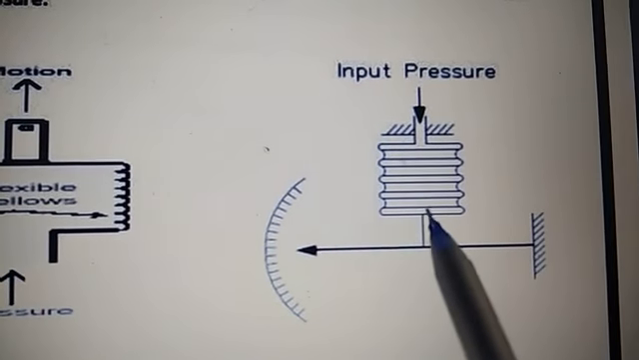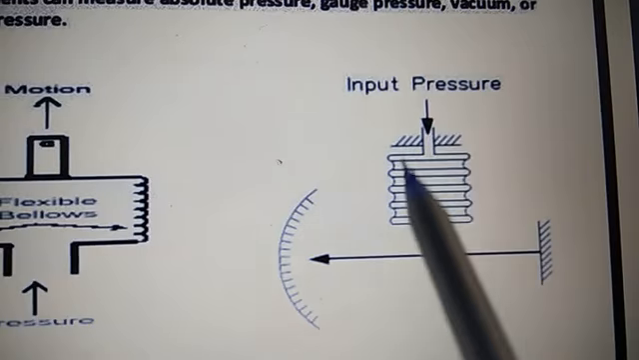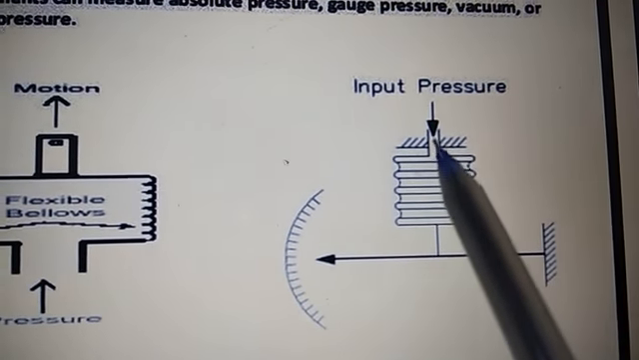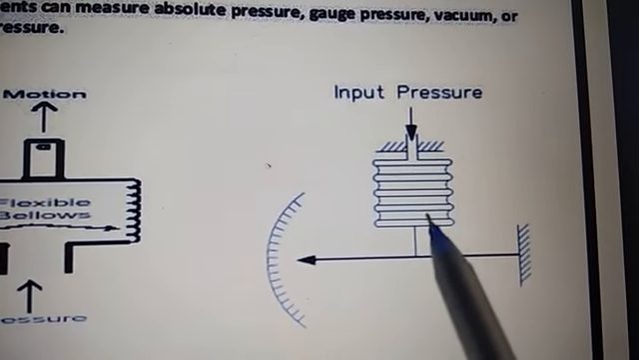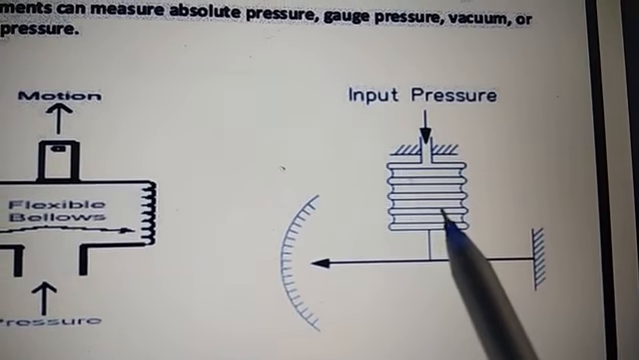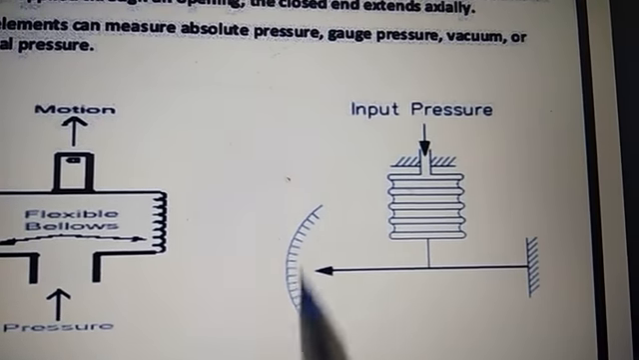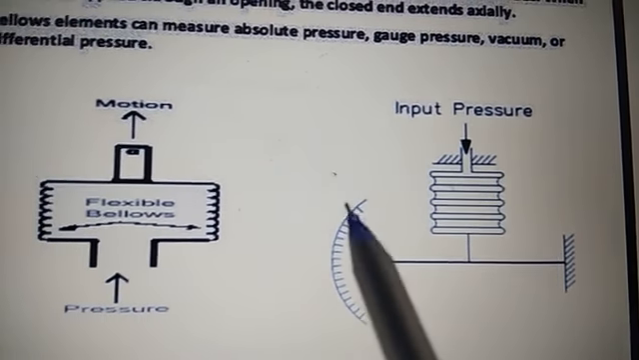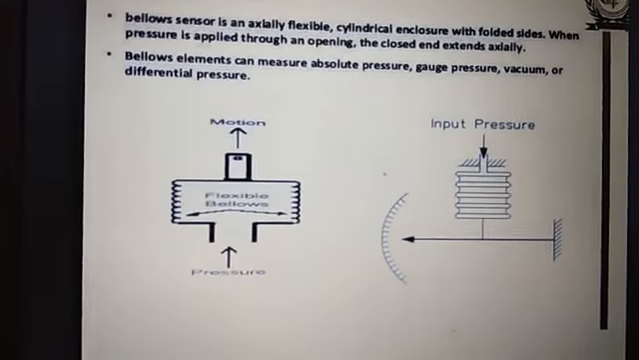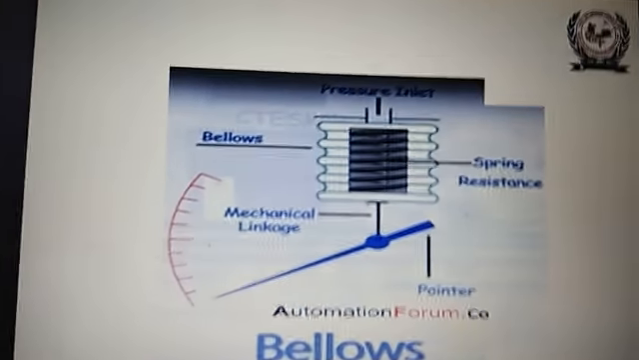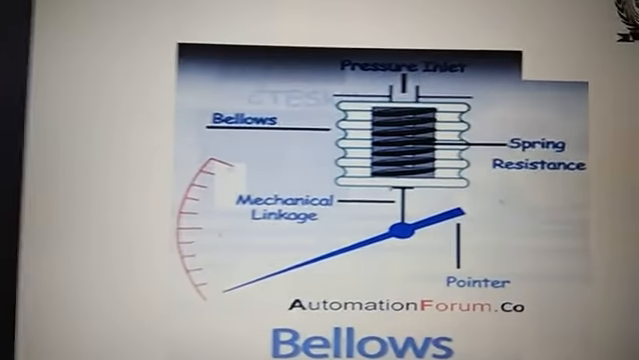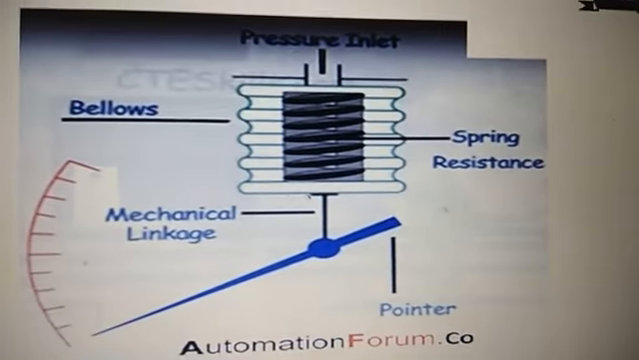This is another type of bellows. Input pressure is applied. Due to this pressure, it will expand, and due to this expansion the meter needle will move, and this will provide you the measurement of pressure. The exact diagram of bellows you can see here.